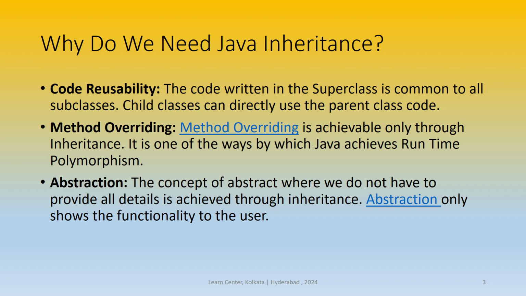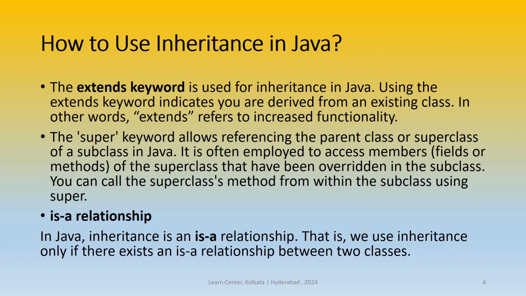Abstraction. The concept of abstraction, where we do not have to provide all details, is achieved through inheritance. Abstraction only shows the functionality to the users.